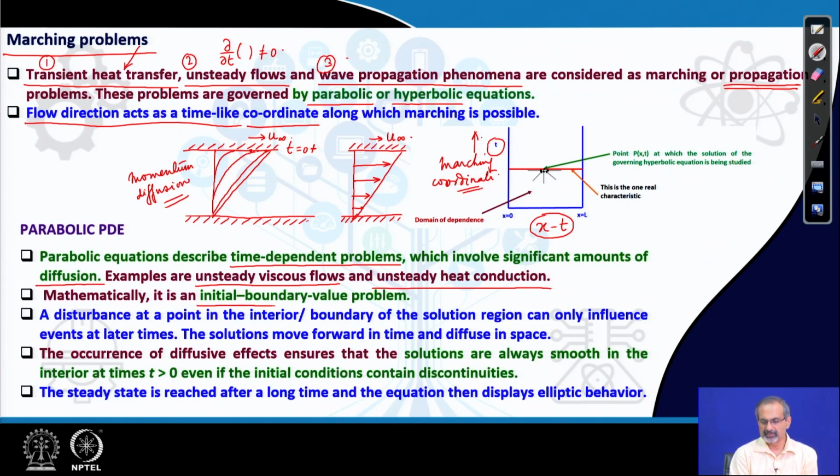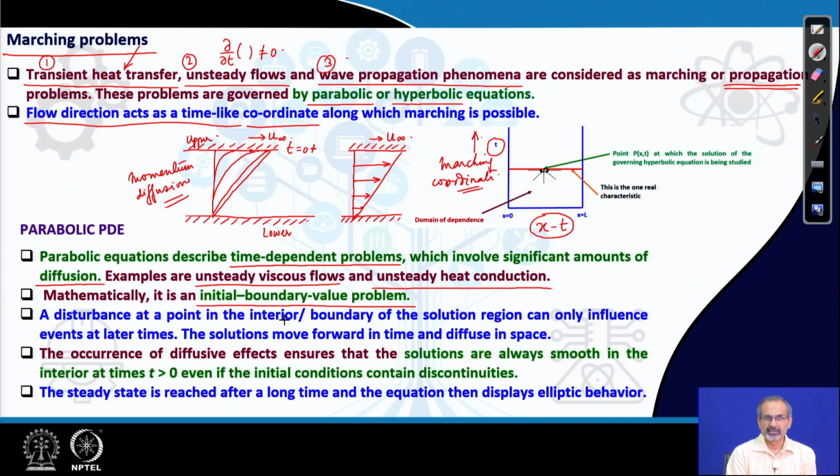Mathematically, it is going to be an initial boundary value problem, like we saw over here, that there is an initial condition from where the whole problem starts evolving, and it evolves based on certain boundary conditions which you set at the lower and upper walls. Therefore, it is an initial as well as boundary value problem.